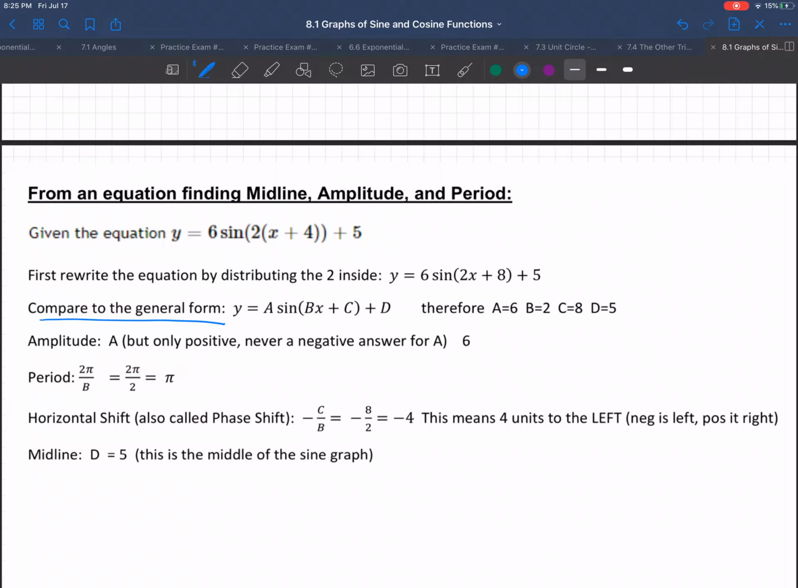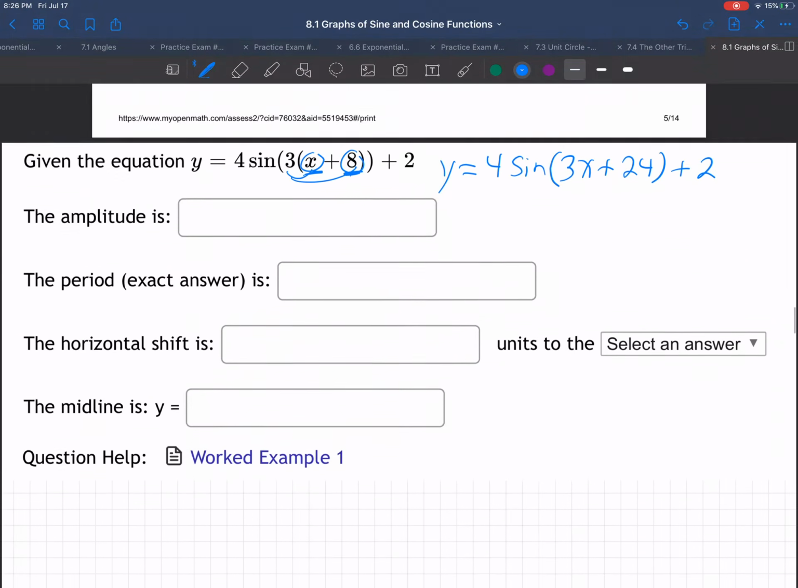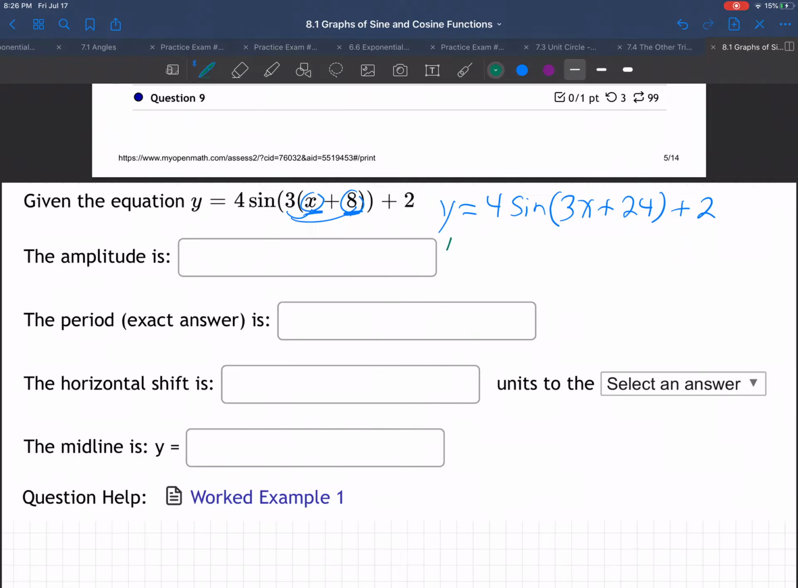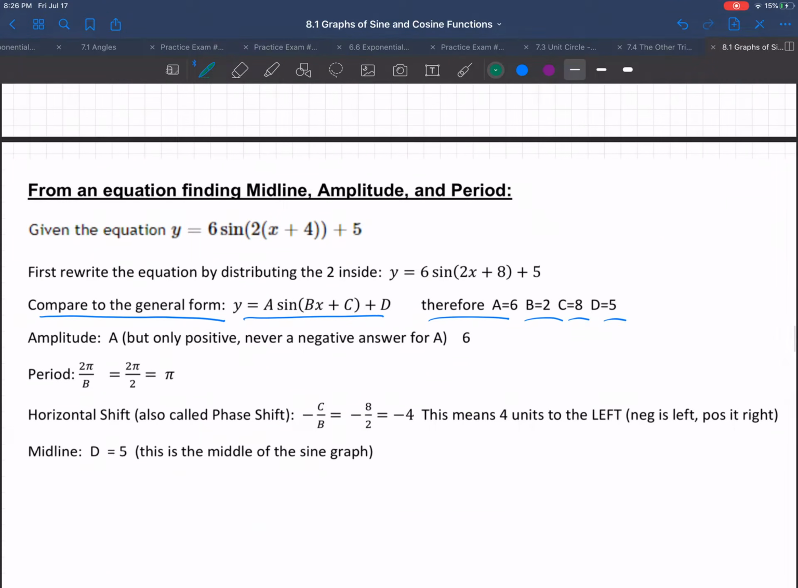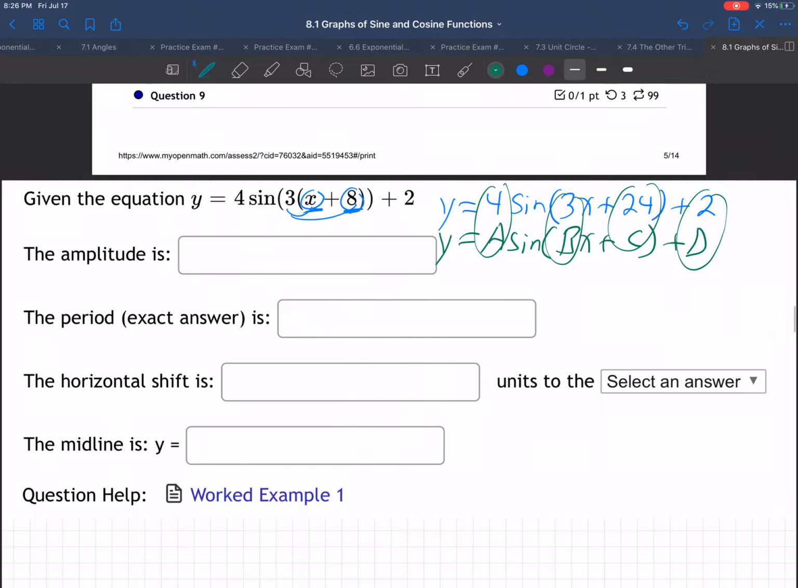Compare to the general form, y equals a sine of bx plus c, plus d. Therefore, identify a, b, c, and d. Let's do that. So the general form is y equals a sine of bx plus c, plus d. So there's a, there's b, there's c, and there's d. So what does that mean? Well, the amplitude is just a, but only positive. So the amplitude is the 4.